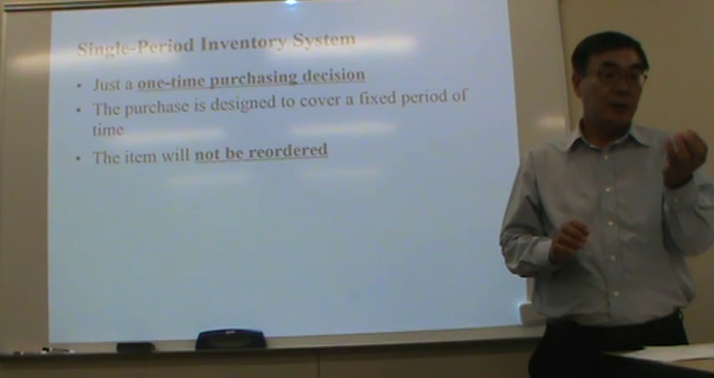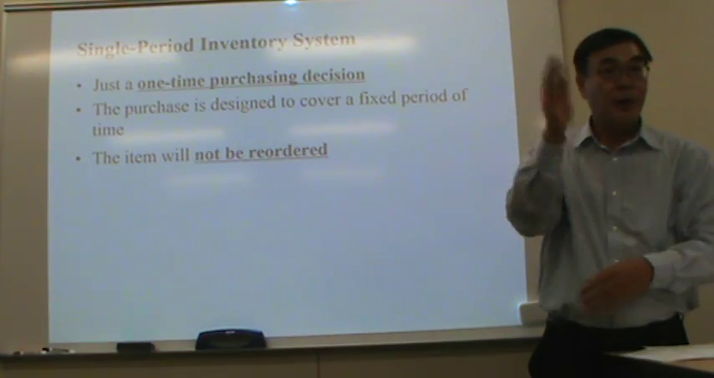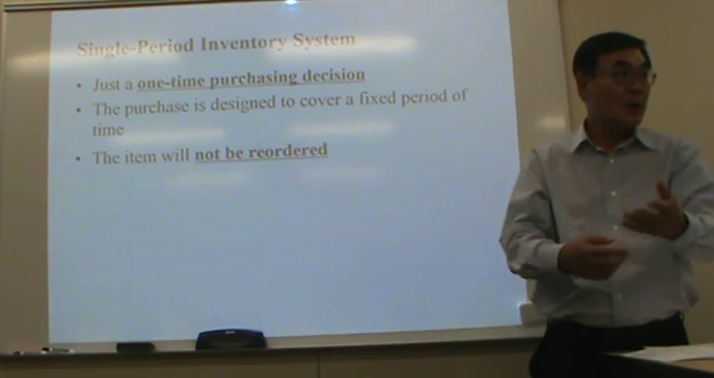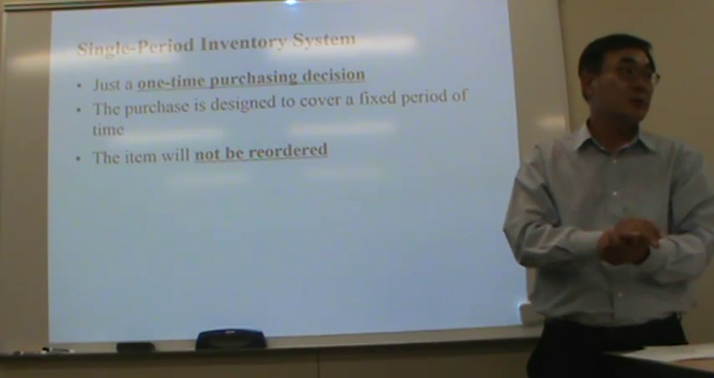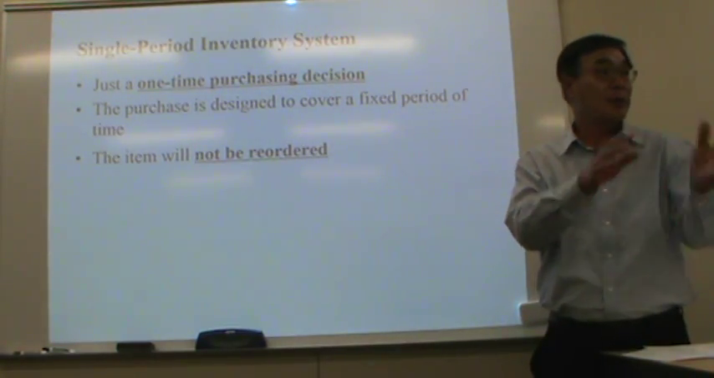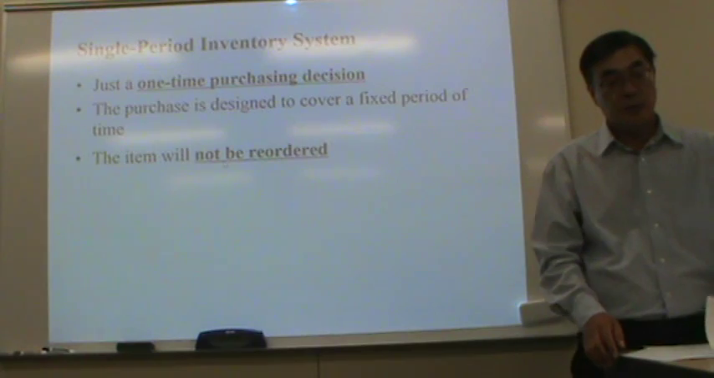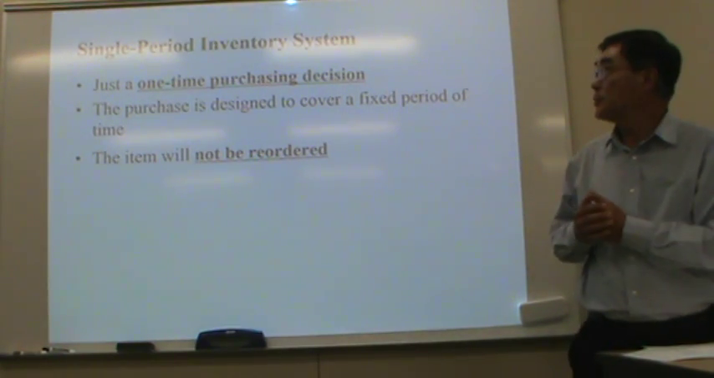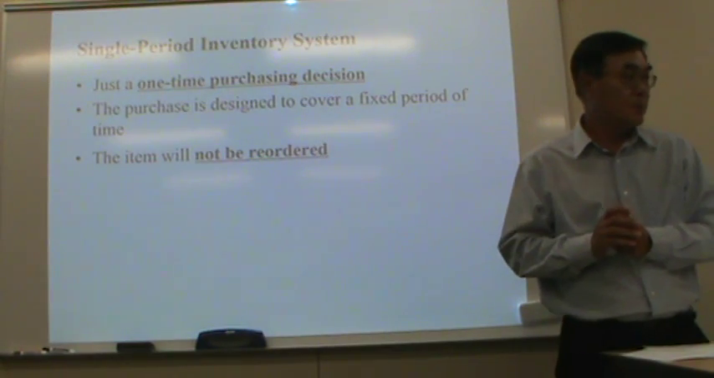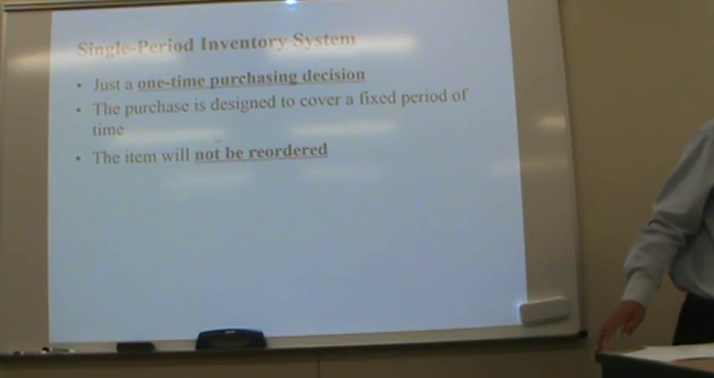So we determine the order size this time, and then order that many, and then forget it. Next time, decide again. Next time, decide again. Only a one-time decision, and then again and again. That is a single period inventory system. Our textbook introduced more about this single period inventory system, but I will not cover it. Just know it is one time, and then that's it.